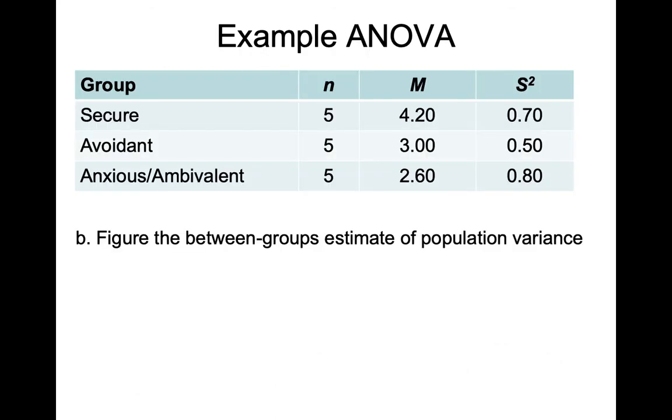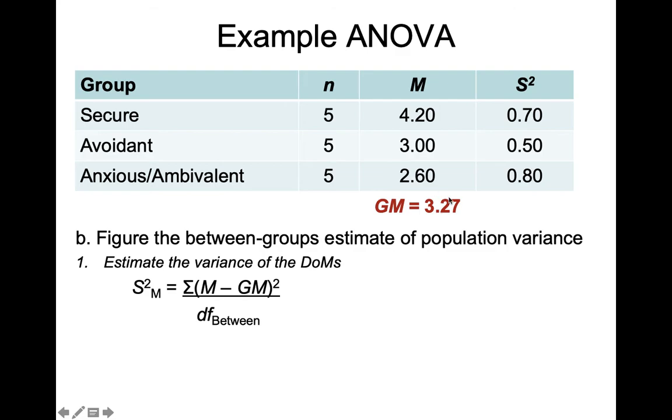So first step, to figure the between groups estimate of population variance, we're going to estimate the variance of the distribution of means. So we're going to treat our three sample means as a mini sampling distribution. And we're going to say, how much variability is there among these three means? So the first thing that we need to do is calculate the grand mean.